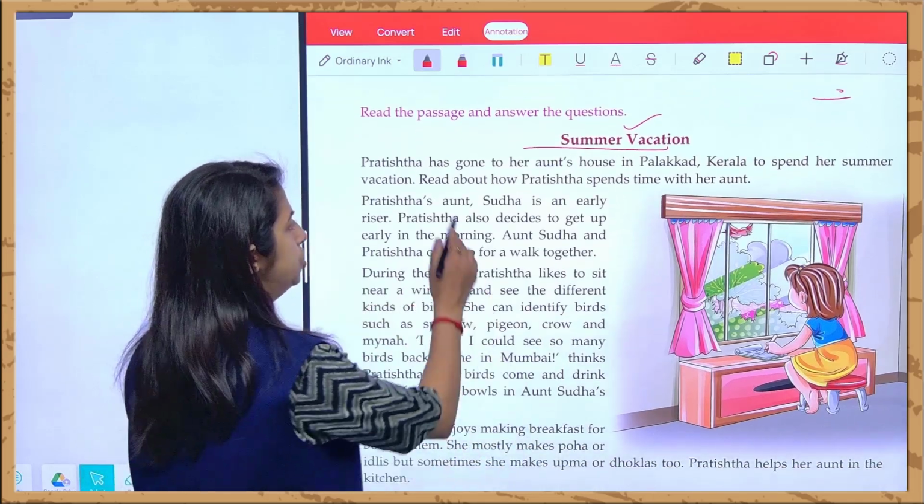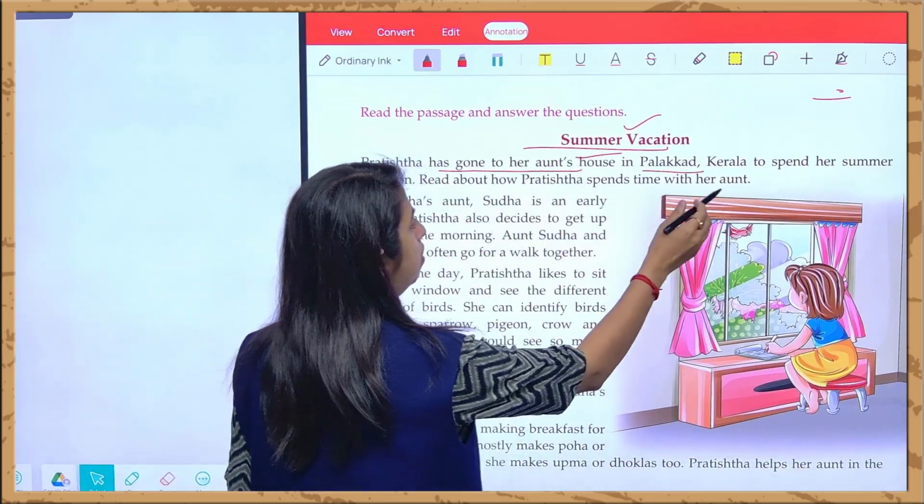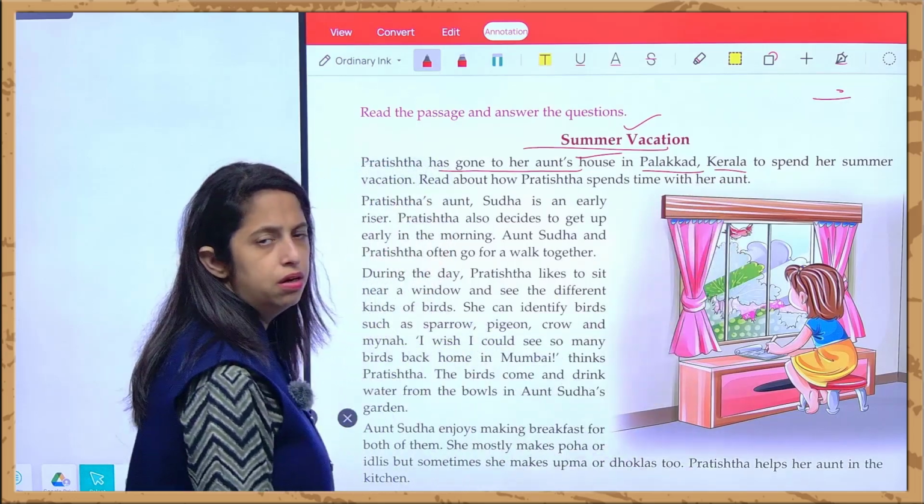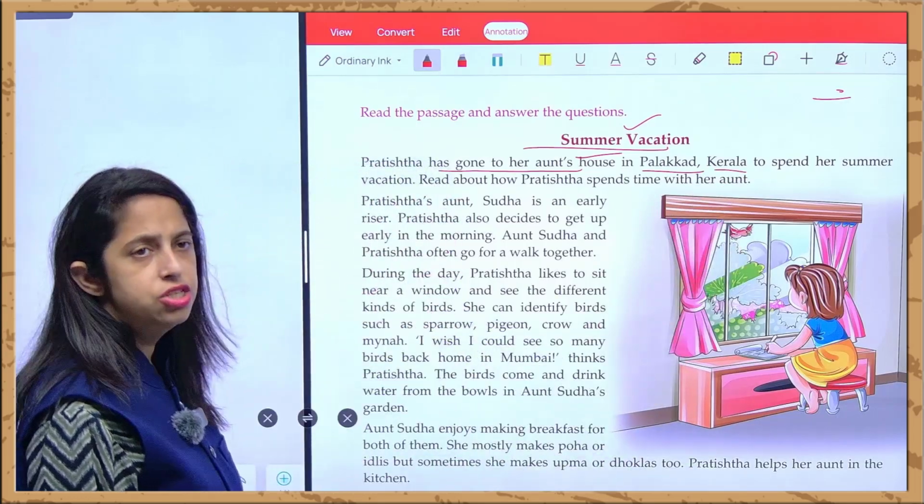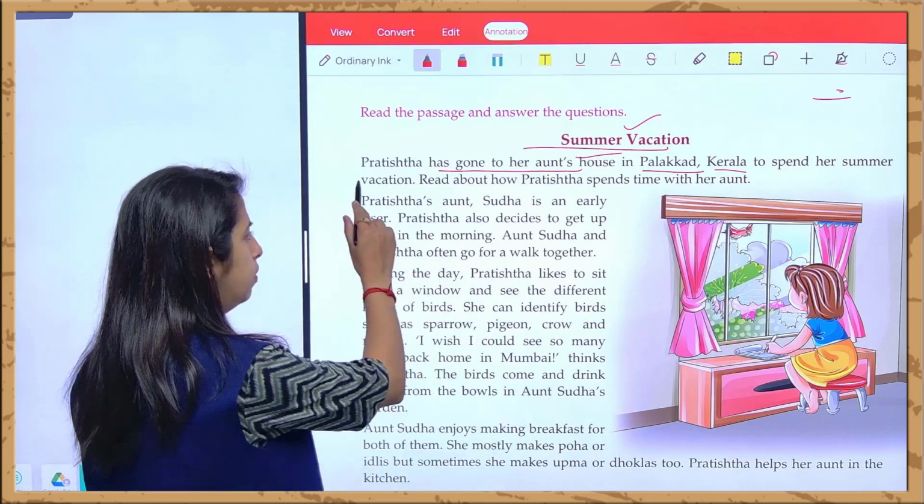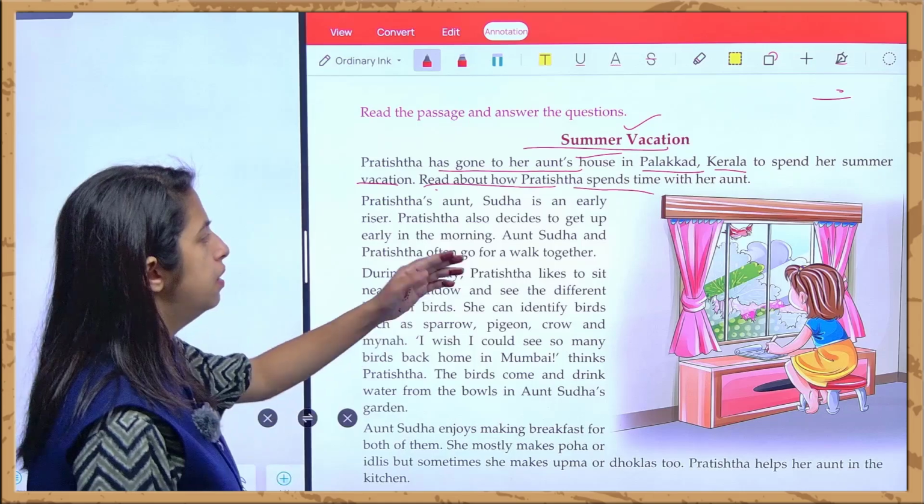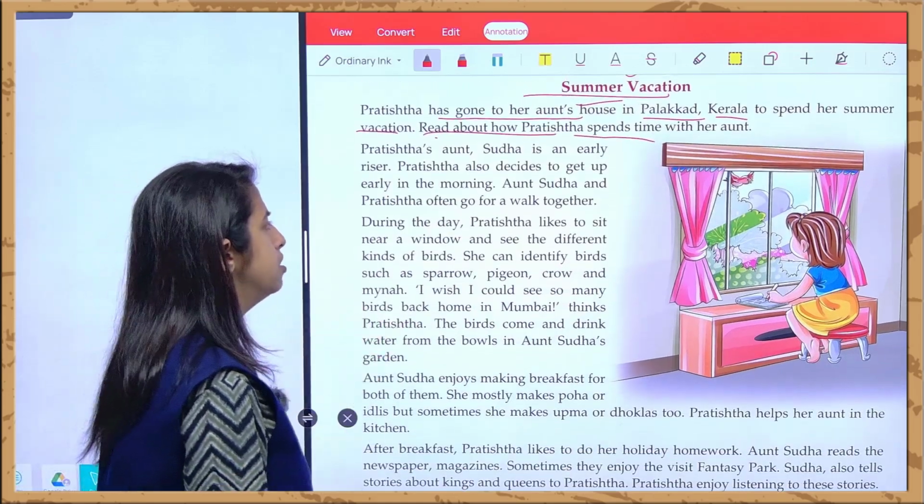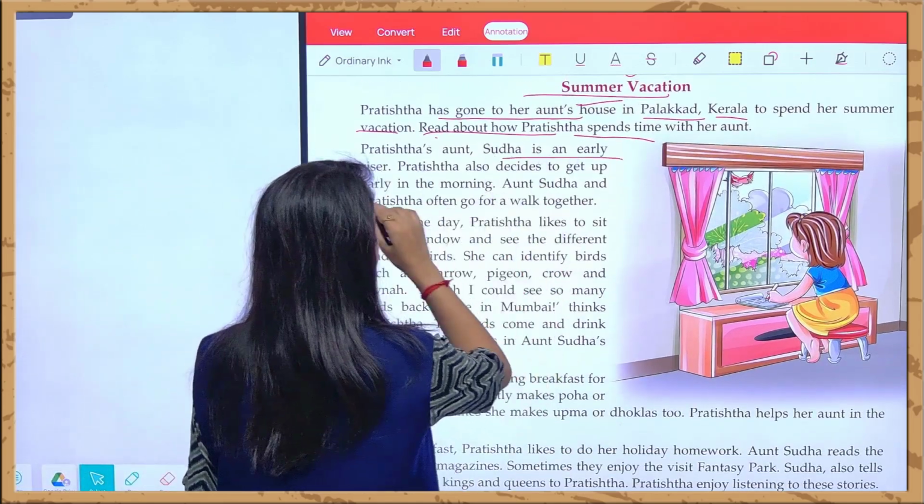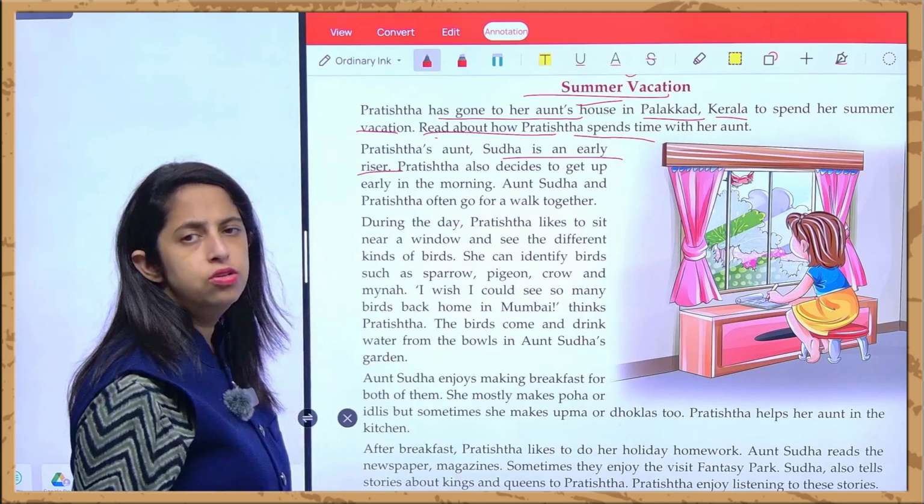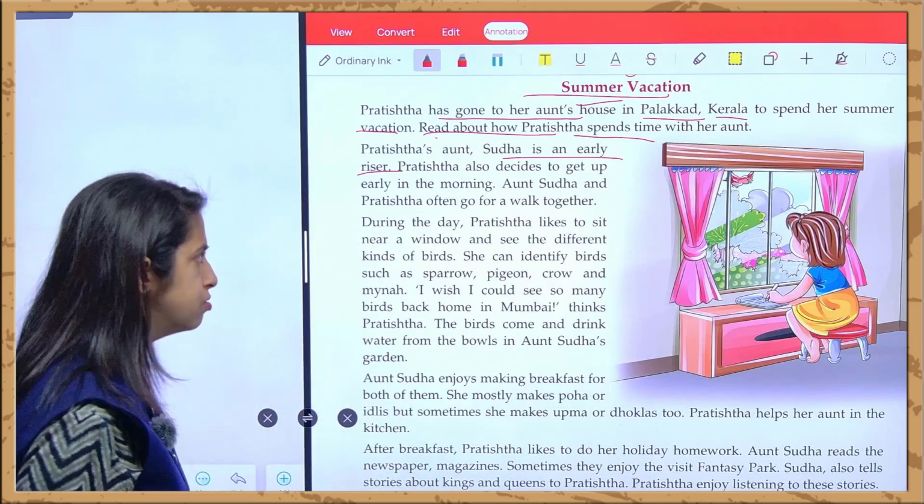Now Pratishtha, she has gone to her aunt's house in Palakkad, Kerala. केरला में वो अपनी मासी के घर गई है, and she is just spending her summer break over there. So we will be reading how Pratishtha spent her time with her aunt. Now Pratishtha's aunt, जिनका नाम है Sudha, she is an early riser. What do you mean by early riser? Those who wake up at 5 o'clock or 6 o'clock.